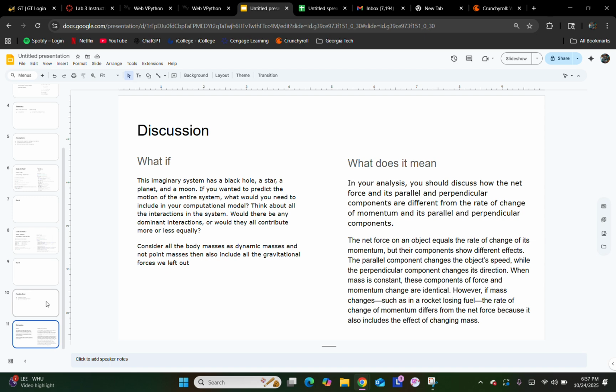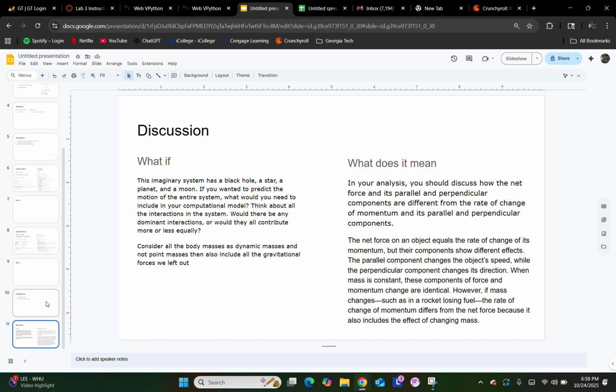So for the what-if about this imaginary system of a black hole, star, planet, and moon: if you wanted to predict the motion of the entire system, what would you need to include in your computational model? I said we had to consider all the body masses as dynamic masses, moving, instead of point masses not in a single spot, and also include all the gravitational forces we left out. So all the forces that in real life really exist, like other masses that can change it.